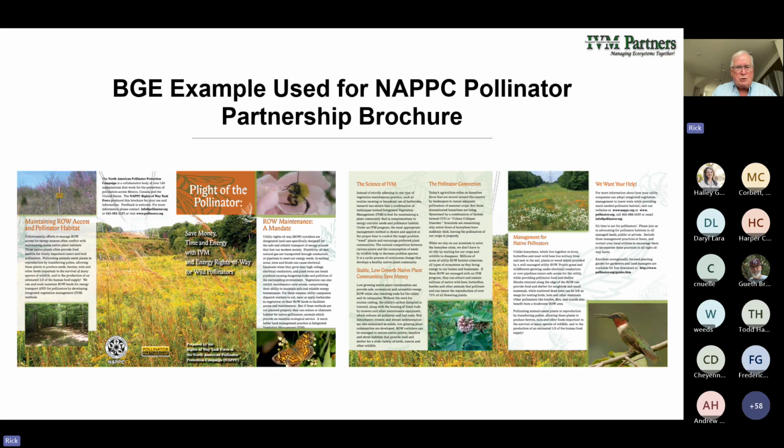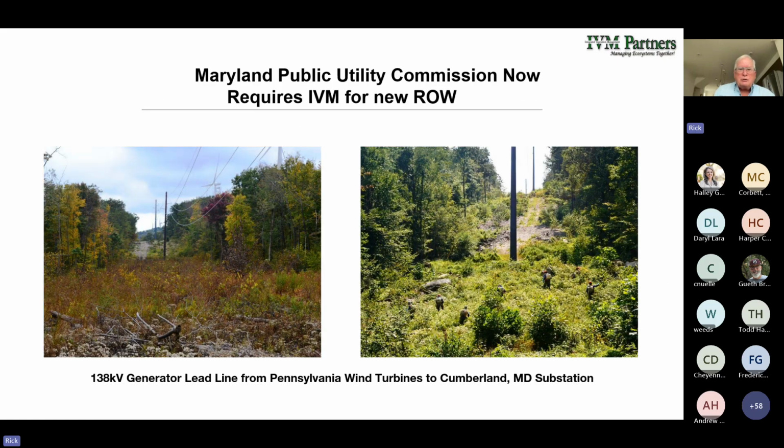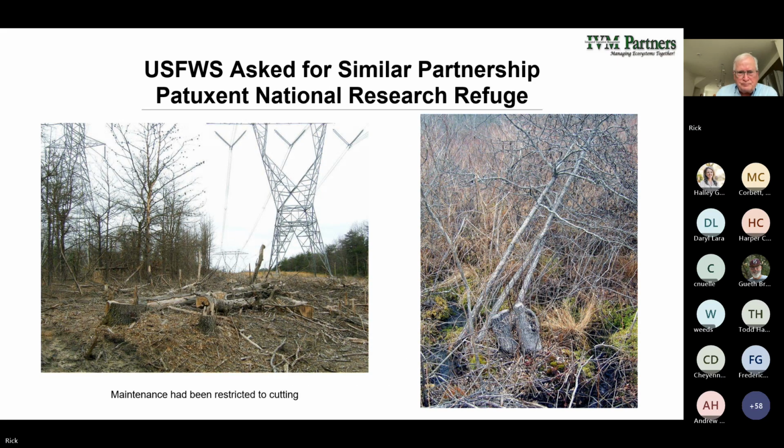And I worked with Sam Droege on a committee, and we helped the North American Pollinator Protection Campaign put together a brochure on rights-of-way, and this is one of the things available on our website. The Maryland Public Service Commission also participated in that workshop, and they now require IVM if a new transmission line is built in the state of Maryland, which we ended up working with one that was bringing wind power out of Pennsylvania into the grid into Maryland.